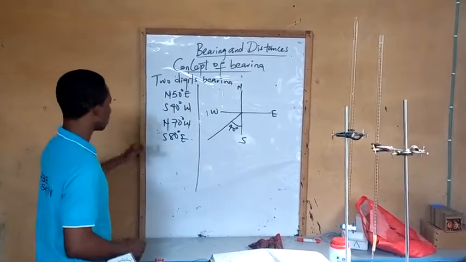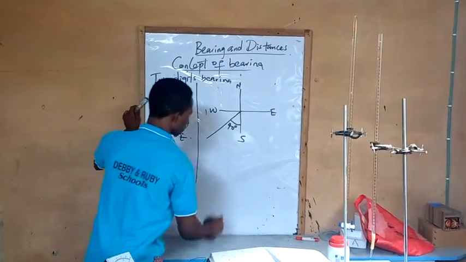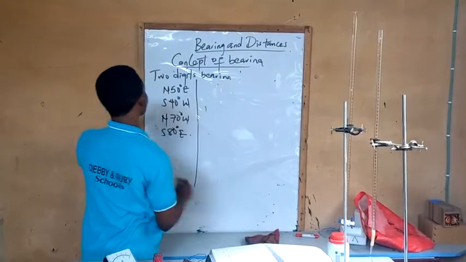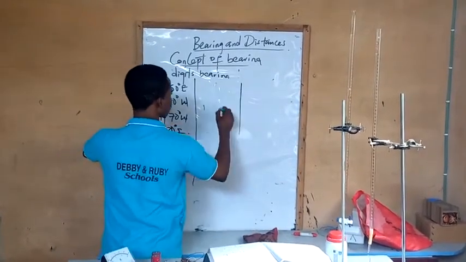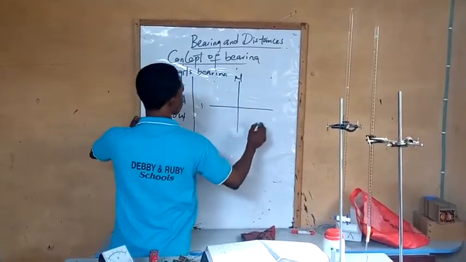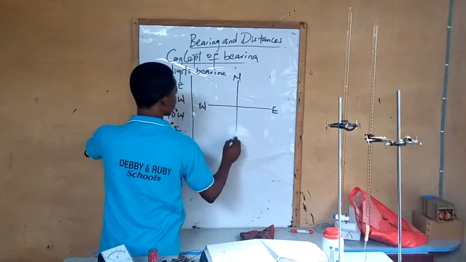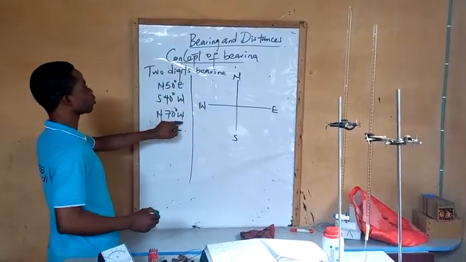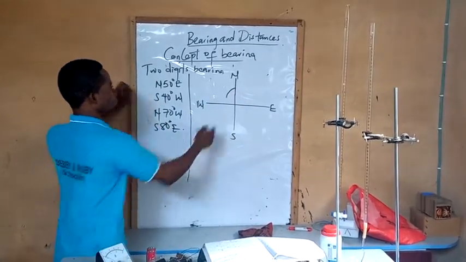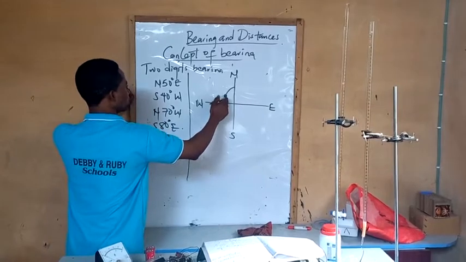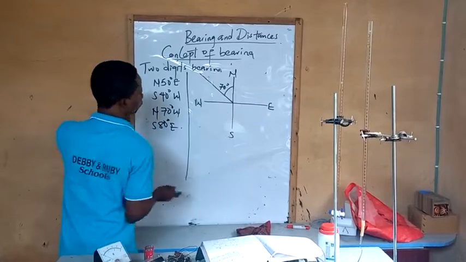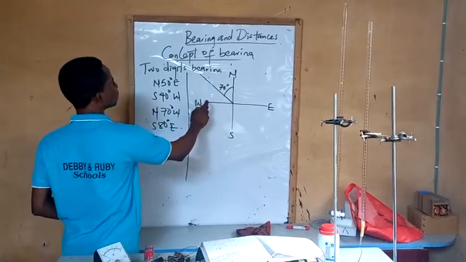Now, when you hear north 70 degree west, do not forget the north, east, west, south. North 70 degree west is coming from north. It cannot reach west because everything here is 90. So 70 is our 70 degree. So this is north 70 degree west.